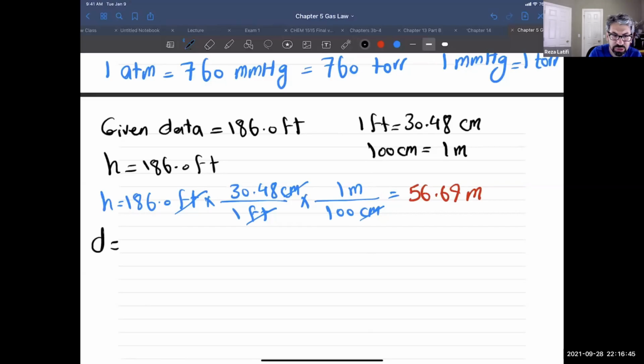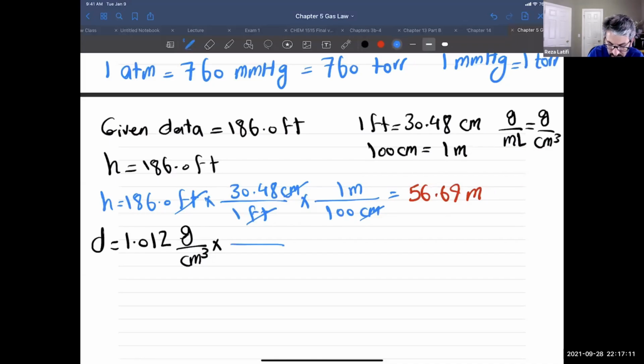Okay. Next one, it will be the density. Density is given and is equal to, I believe, 1.012, and the unit is gram over milliliter. Gram over milliliter is equal to gram over cubic centimeter. So simply, I'm going to say cubic centimeter. Okay. Let's transfer it to kilogram over cubic meter.